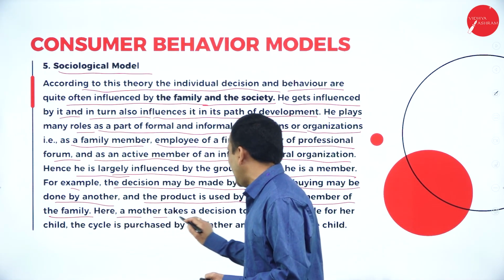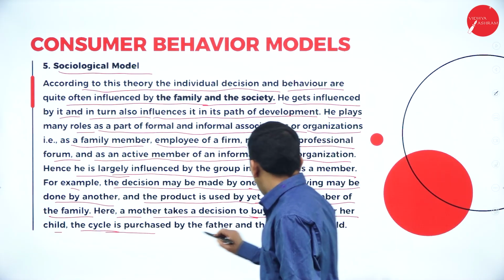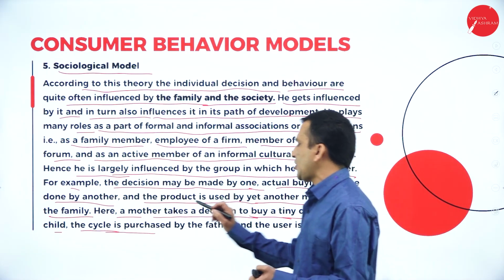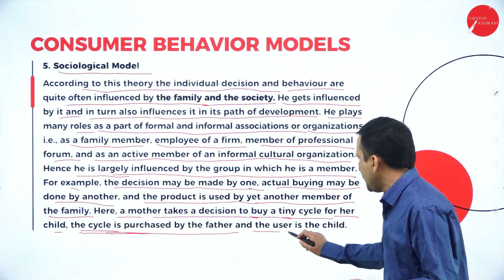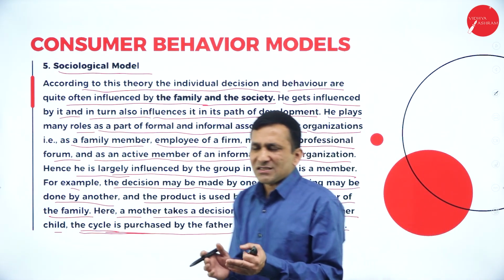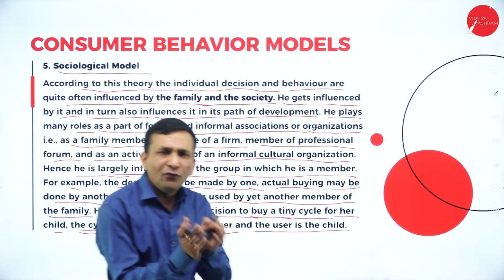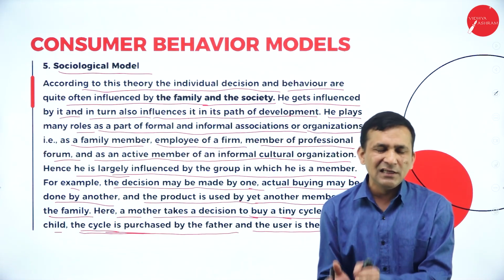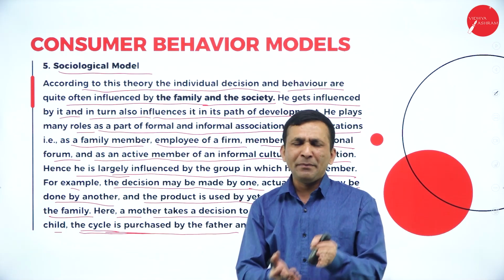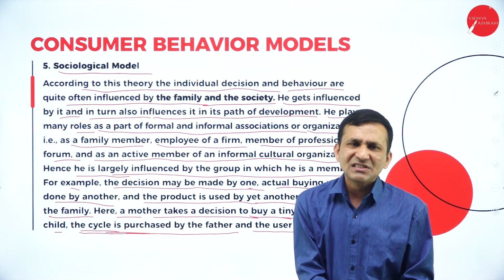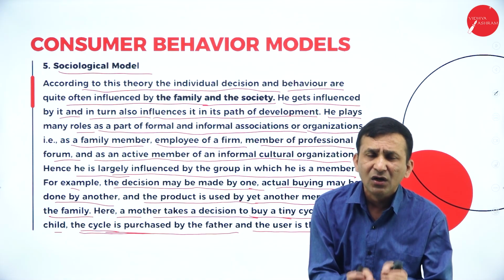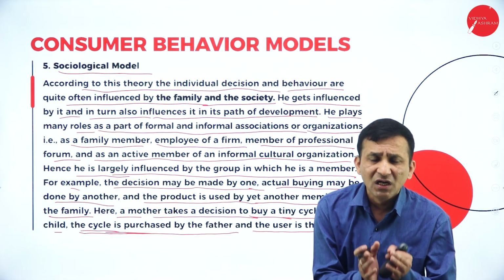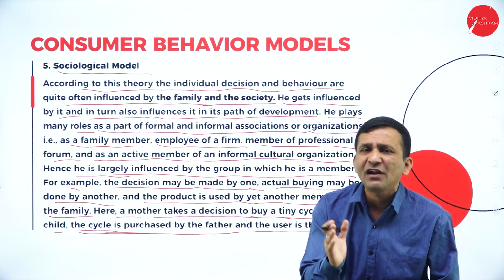So here the child decides to buy a tiny cycle, the cycle is purchased by the father, and the user is the child, because the child's requirement is fulfilled by the father. Finally the decision maker is the father. The company wants to study the complete family: who is the decision maker, who is the real user. So they want to study each and every factor.